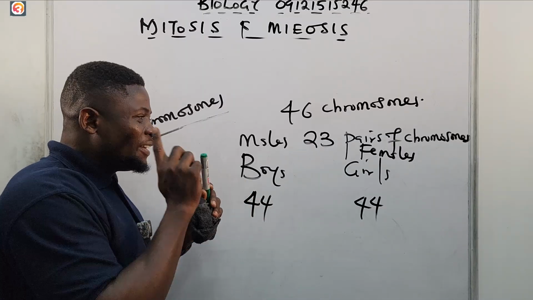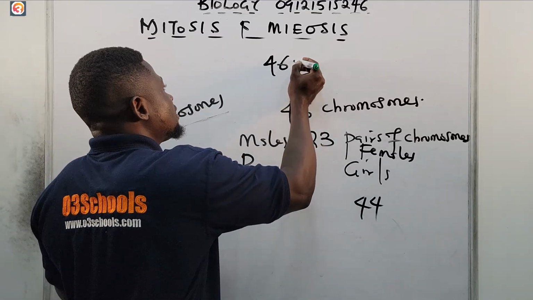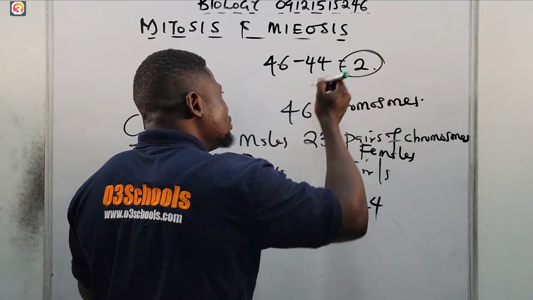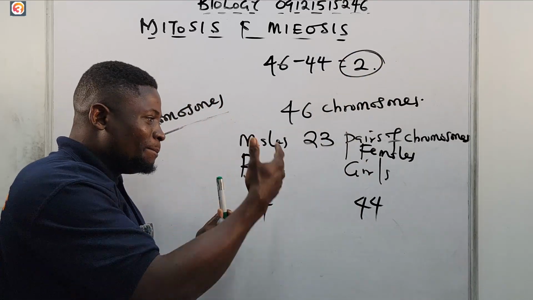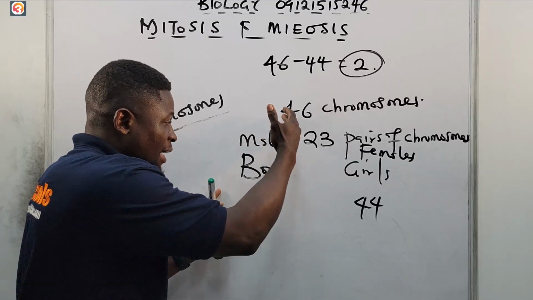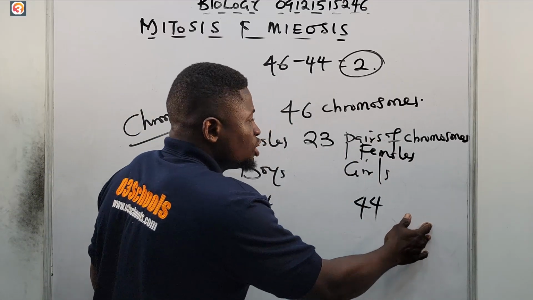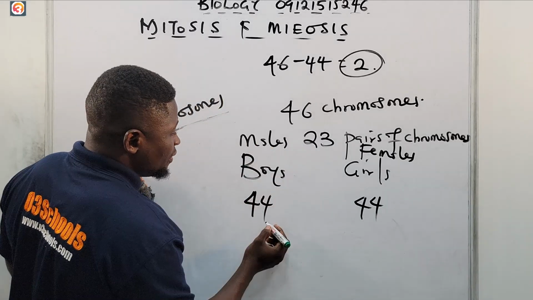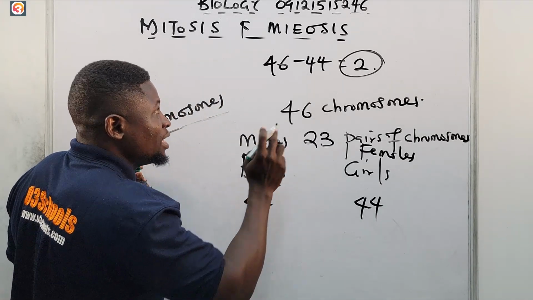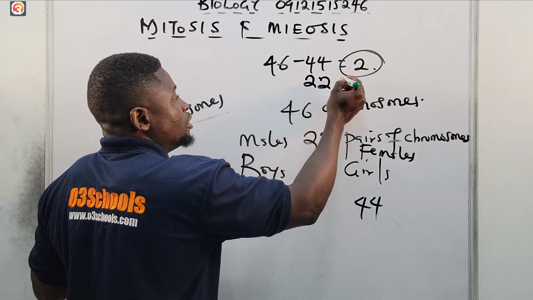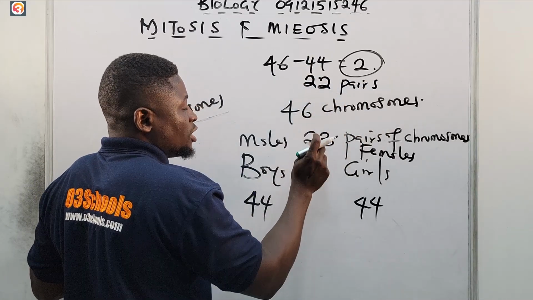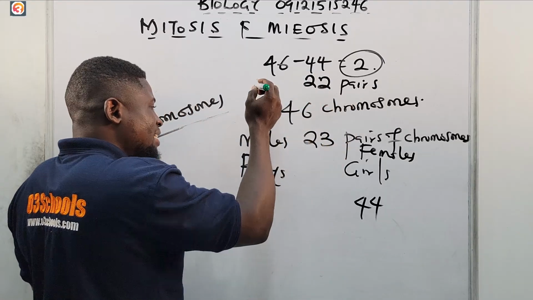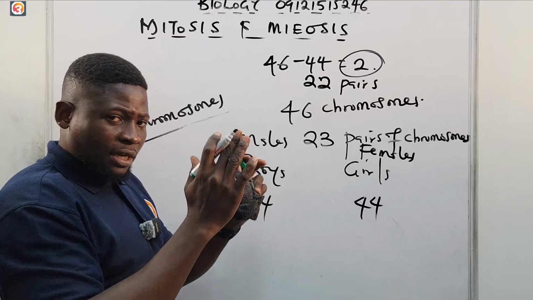Now, the difference is in the last two. So what will be left is 46 minus 44, isn't it? Now 2 chromosomes will be left. This last two is what differentiates a male from a female. So for the males, we have 44 chromosomes. 44 chromosomes will correspond to 22 pairs. If 46 correspond to 23 pairs, that means 44 will correspond to 22 pairs, isn't it? That means there are 2 chromosomes left, a pair is 2.